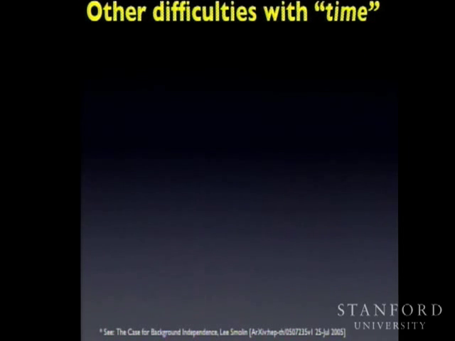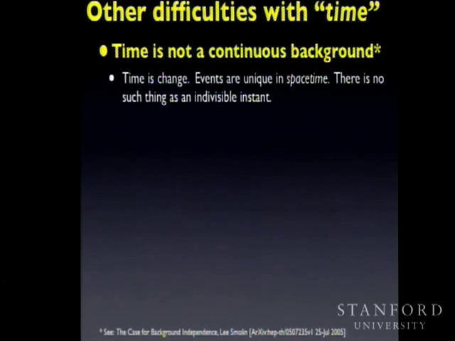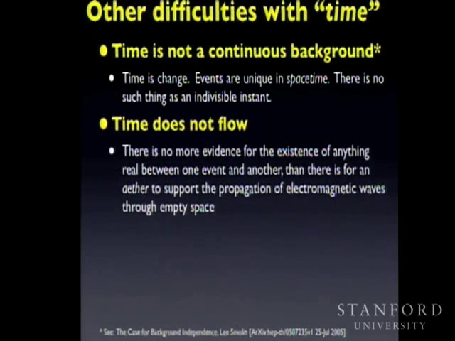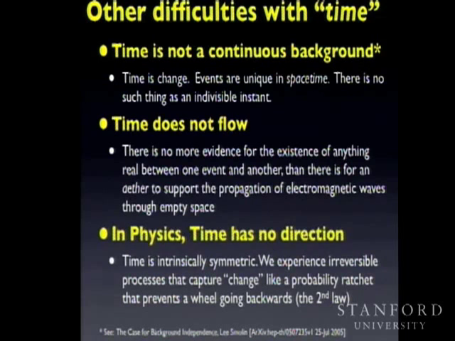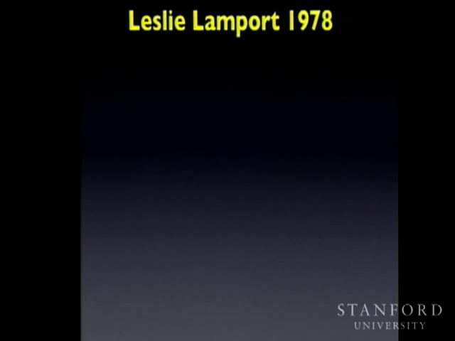Okay, what else is going on here? Other difficulties with time. So time is not a continuous background. There's a paper at the bottom of this set of slides, which will come up in a second, written by Lee Smolin, who is a physicist at the Perimeter Institute in Waterloo, Canada, and he's written a fantastic paper about the issues of background independence of time. We don't know this for certain, but it turns out that there's no evidence whatsoever for any continuum, none whatsoever. In fact, just like there is no evidence for an ether to be able to transmit electromagnetic waves, there is no evidence for a continuum. Time doesn't flow in the way that we think it does. And in physics, as I mentioned earlier, time has no direction. So how do we reconcile this with what we've seen?